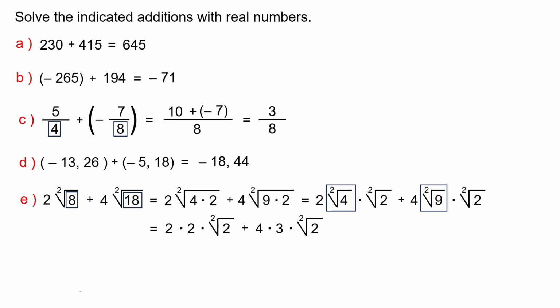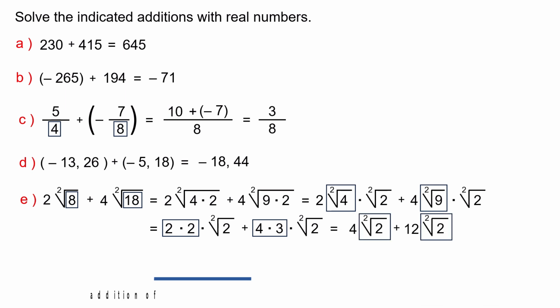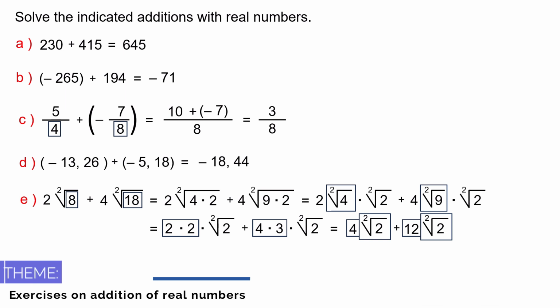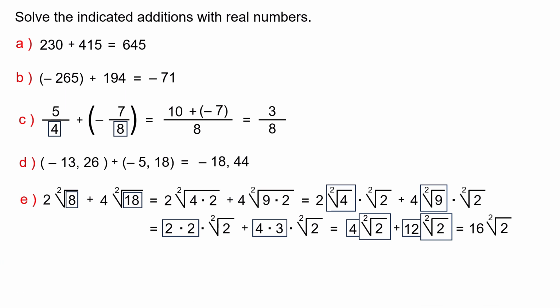For the next step, we solve 2 multiplied by 2 and 4 multiplied by 3, getting. Then, since we already have the radicals equal, we can add the coefficients, and keeping the radical, the final result is 16 square root of 2. Literal F, 5 cube root of 4 plus 2 square root of 5 plus 7 cube root of 4 plus 9 square root of 5.